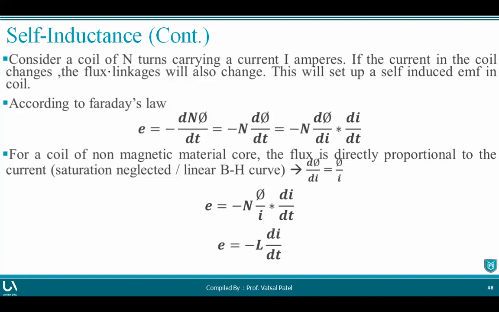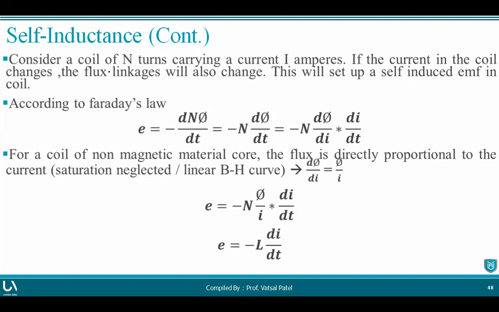For the non-magnetic material core, the flux is proportional to the value of current. That is because of the property of the magnetic material. So d phi by di is equal to phi by I, and that we are going to put here. Now if you put phi by I here, then the equation we wrote here, N phi by I, that is the flux linkage per current, we identify here in terms of a self inductance L.